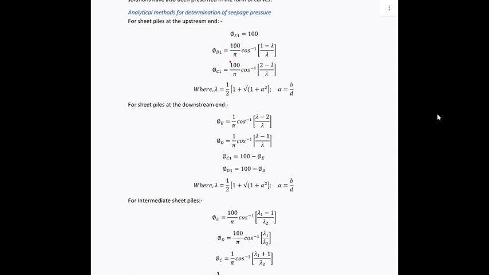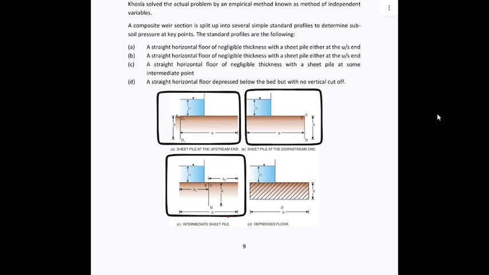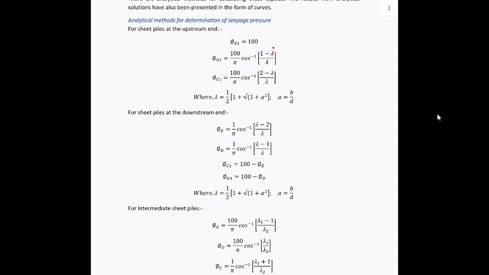Phi D1 is calculated by 100 divided by pi cos inverse 1 minus that, and what have you. Now, one thing to note is that the flow of water beneath is not linear, but rather kind of parabolic, kind of spheric or something like that. And because of that, the calculation is done in radians. So when we are using our calculators, you have to set the calculator in radians, not just normal degrees.